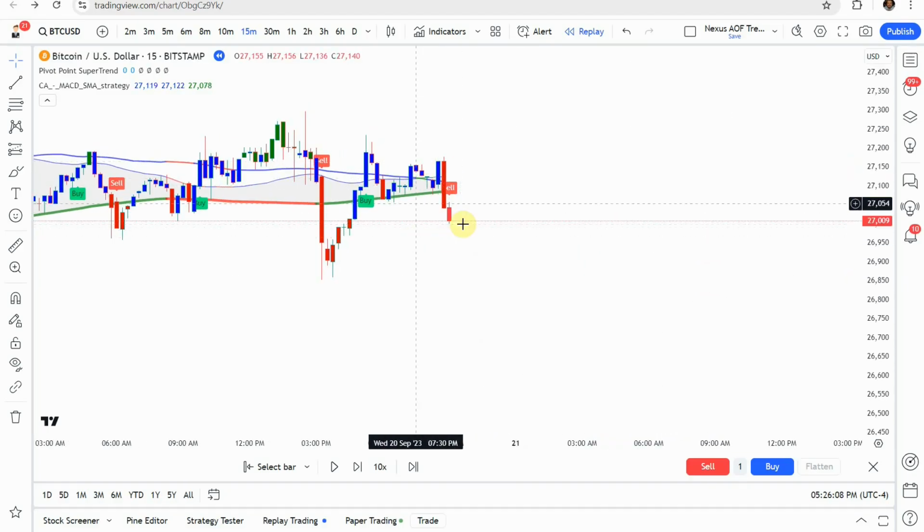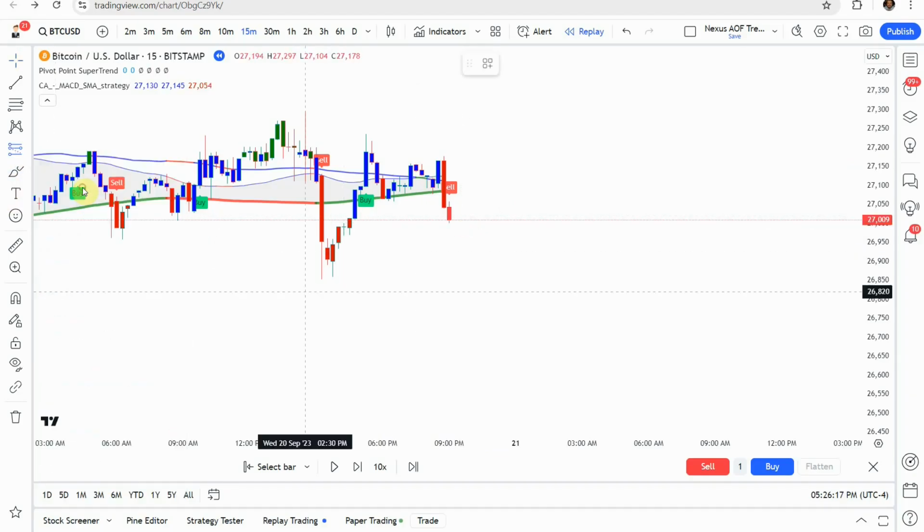And for a sell trade, what we are looking for is price to be trading below all three of the moving averages. And then we are looking for a sell tag like this right here. And you can see those two criteria met right there. That'll be our signal to then enter into a short.